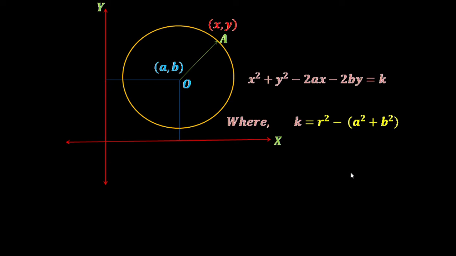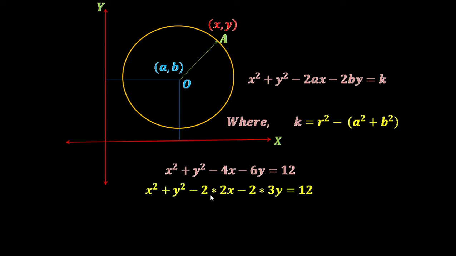Let us deal with one example. If we have one equation, x square plus y square minus 4x minus 6y equals 12, this is an equation of a circle. We can compare here. If we get any equation in this form, then we have to understand that the equation is representing one circle. Now this 4x can be rewritten as 2 into 2x, and the 6y can be rewritten as 2 into 3y, so that we can get this form of the equation, and it will become easier for us to compare and to determine the center of the circle.